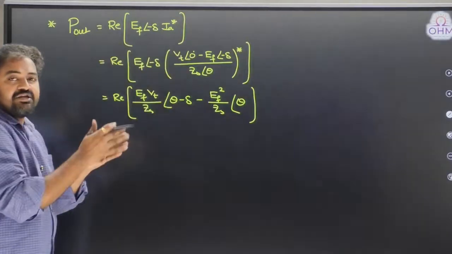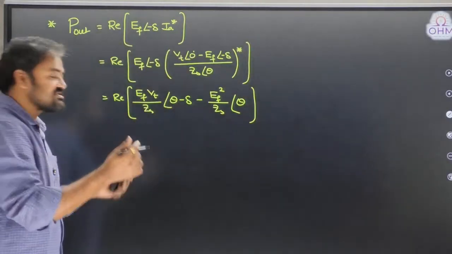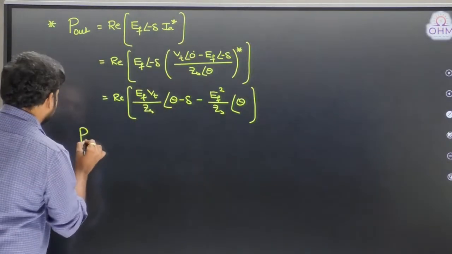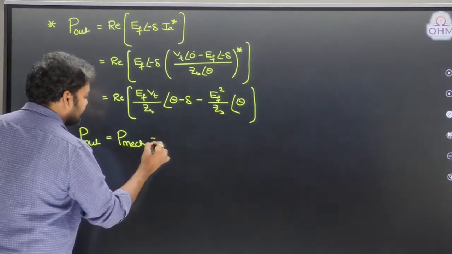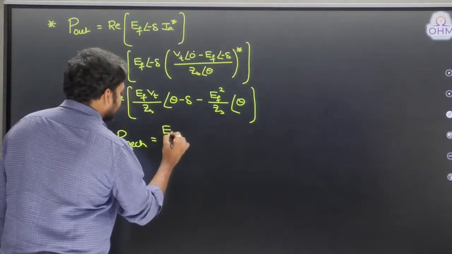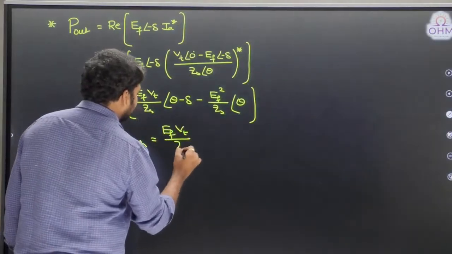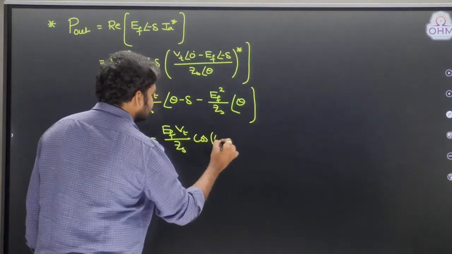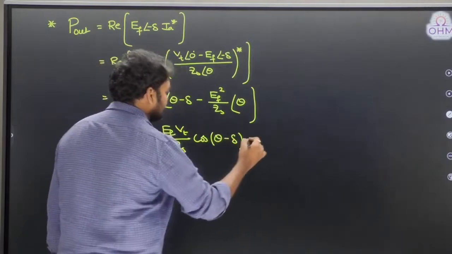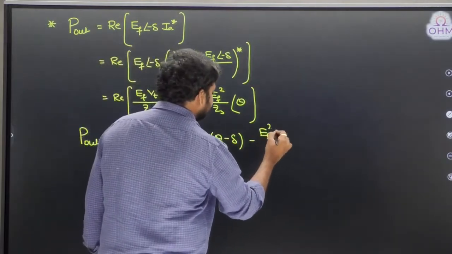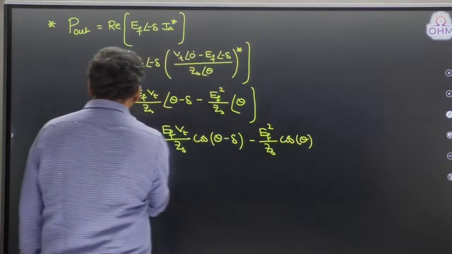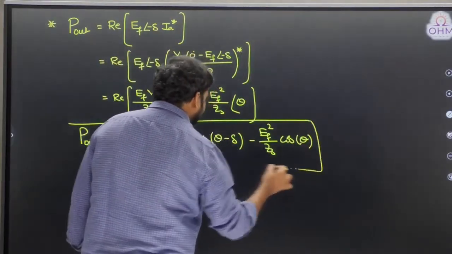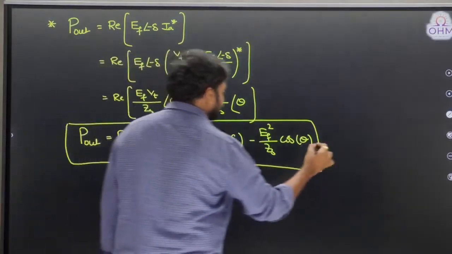Now I just need the real part of it, therefore can I say cos terms? Therefore the output active power, indirectly this is the mechanical power, guys, okay, is equal to EF into Vt by Zs cos theta minus delta minus EF square by Zs cos theta. So this is the output active power of synchronous motor.